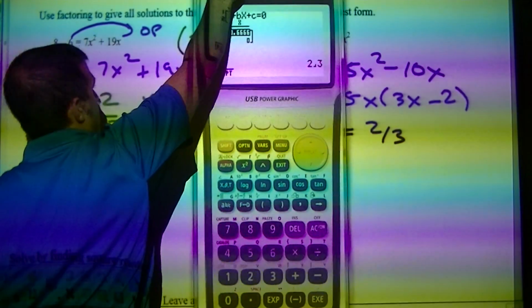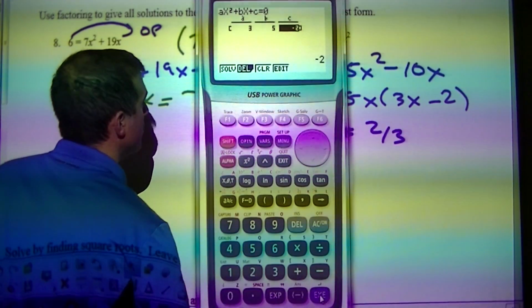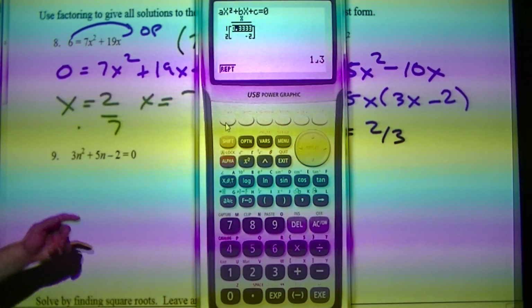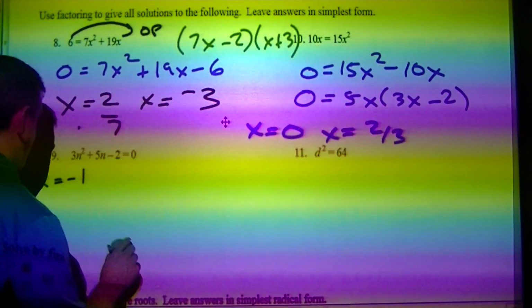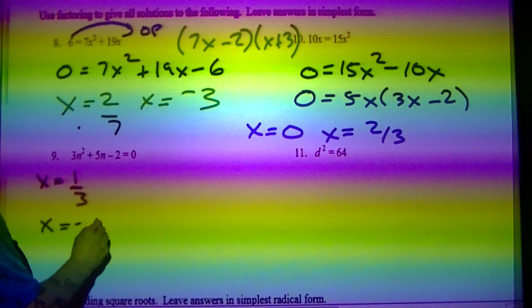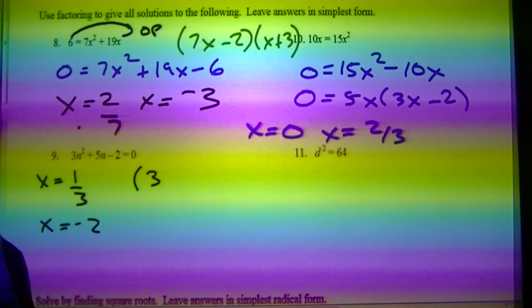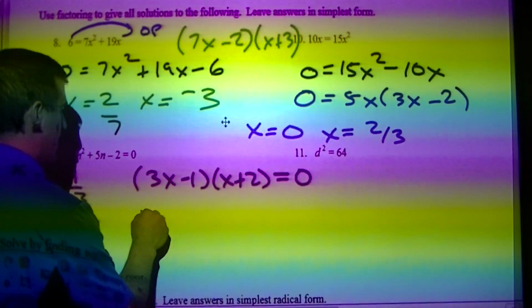On this one, everything's already set up nicely for you. If you wanted to type that in, that's going to be 3, 5, negative 2. If I go to solve, I get 1/3 and I get negative 2, so x equals 1/3 and x equals negative 2. If you're factoring that, that would be 3x minus 1, x plus 2. You're setting those equal to 0.